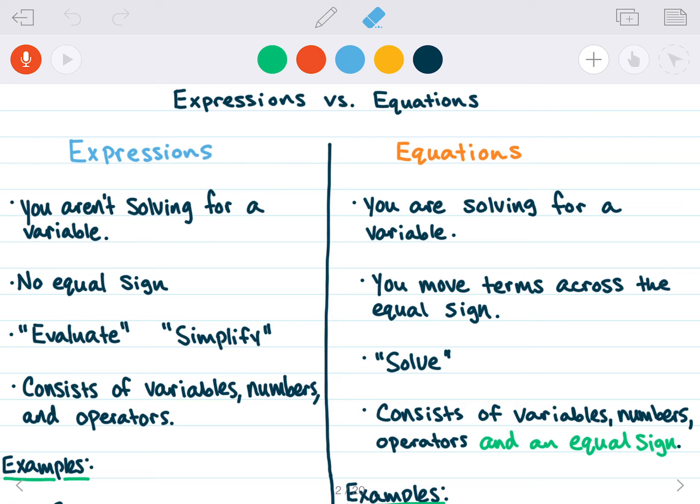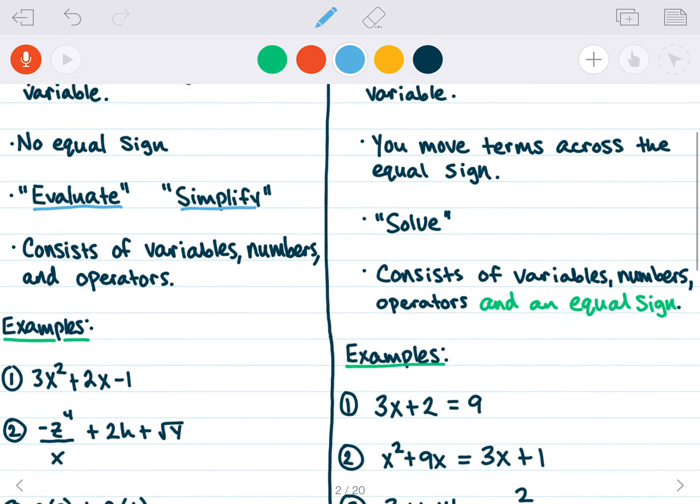Okay, so first of all, for expressions, you are not solving for a variable. There is no equal sign in an expression, and typically you'll get the directions saying evaluate or simplify. So sometimes you'll have an expression and they'll say, evaluate the expression for x equals 2. And so you just have to plug in 2 into that expression and do the math to get an answer. It consists of variables, numbers, and operators, as we mentioned in the previous video, and we have some examples here.